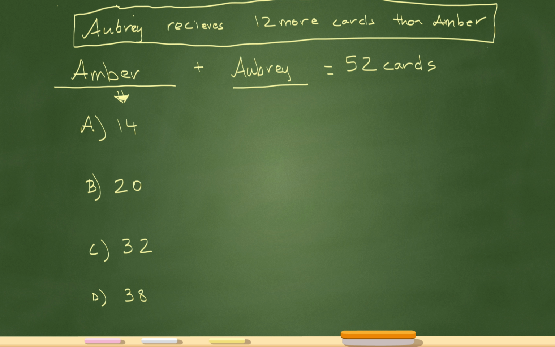This question is in the working backwards category, and here's when I know I can use this strategy. See how the question is saying how many cards does Amber receive? And it has to be one of these four numbers. So she either has 14 cards, 20 cards, 32, or 38.